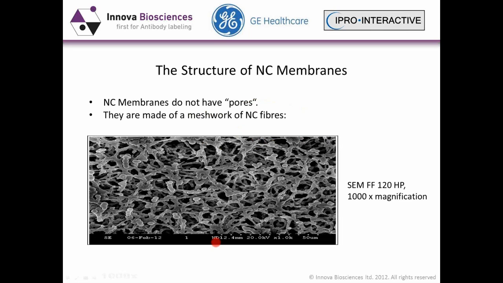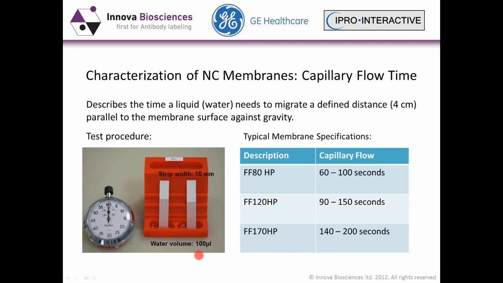The structure of NC membranes is a bit far away from what people call a porous structure, because what an NC membrane is, it's a meshwork of nitrocellulose fibers, as you see here in this electron micrograph. There are no pores, and the best comparison is a sponge. And the inner surface of this spongy structure gives you the high binding capacity that you need for proteins, and that gives you an option at all to construct lateral flow tests with the required protein binding capacity and sensitivity.